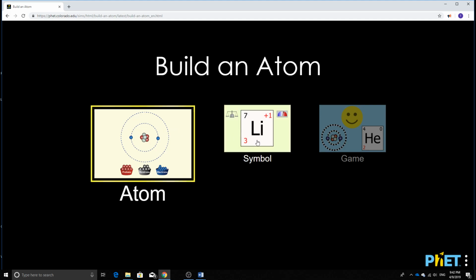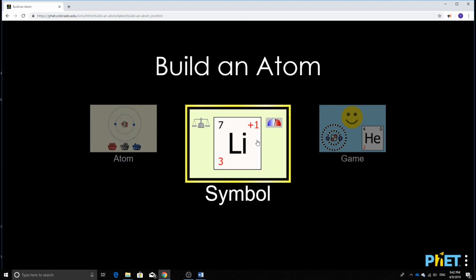Then you move on to this little section here where it says symbol, and it helps you understand what these numbers mean. This is how we are going to write and express our element symbols so that we are relaying that information correctly. And then this is kind of a fun factor. Once you have the atom and the element symbols down, this will test you in a game format, and I can show you a little bit of that at the end as well.